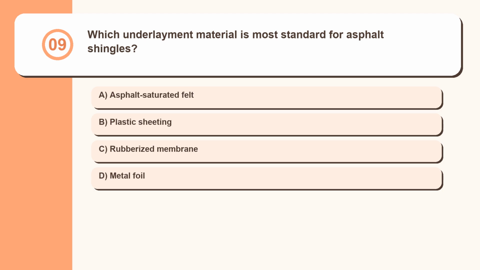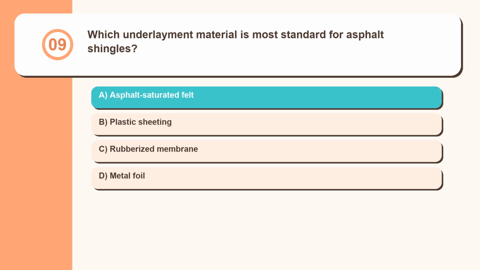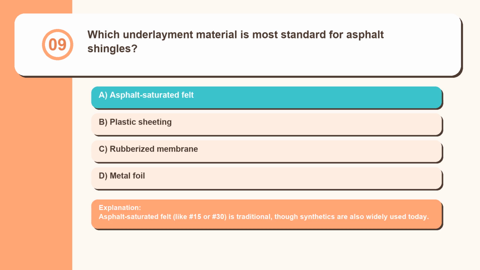Question 9. Which underlayment material is most standard for asphalt shingles? Asphalt saturated felt, plastic sheeting, rubberized membrane, metal foil. Asphalt saturated felt, like number 15 or number 30, is traditional, though synthetics are also widely used today.